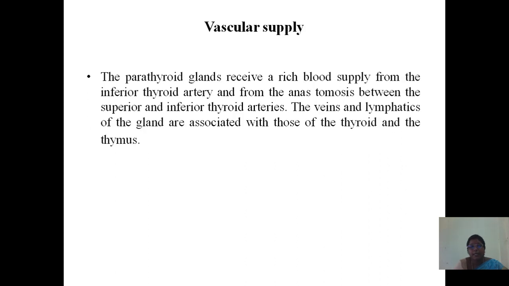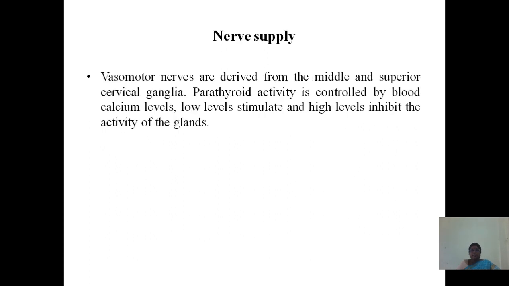Vascular supply. The parathyroid gland receives a rich blood supply from the inferior thyroid artery and from the anastomosis between the superior and inferior thyroid arteries. The veins and lymphatics of the parathyroid are also associated with those of the thyroid and thymus gland. Nerve supply of the parathyroid gland: vasomotor nerves are derived from the middle and superior cervical ganglia.